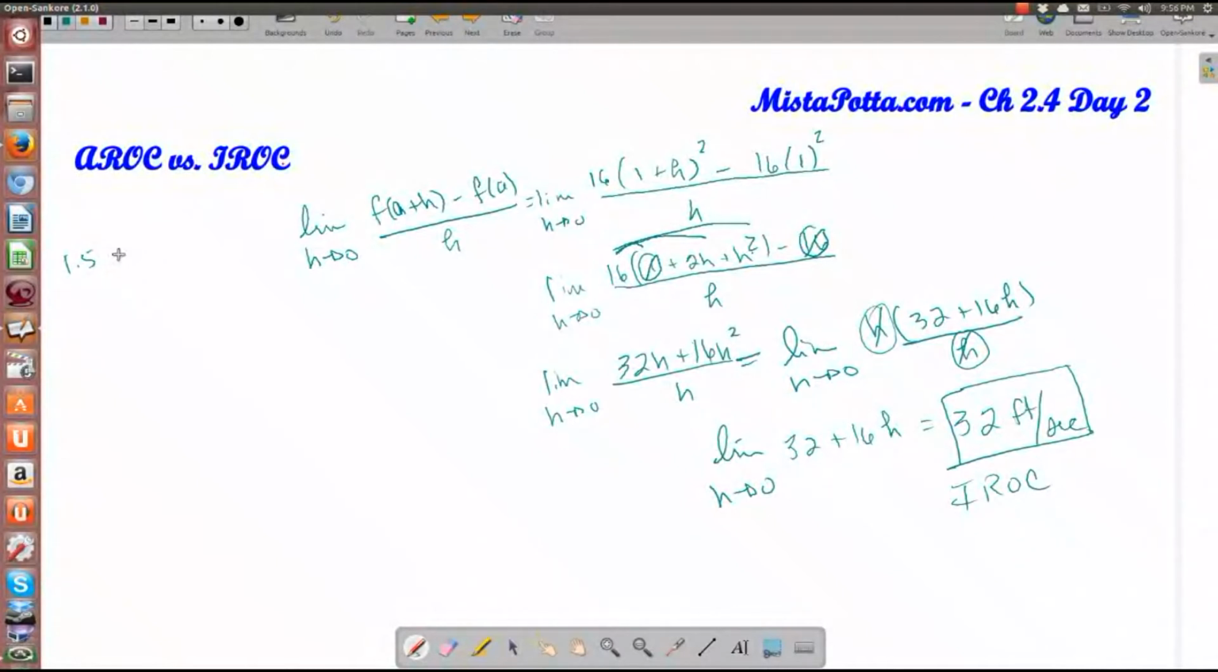Remember that we had AROC when we talked about from 1.5 being our time, we ended up with 40 feet per second. If I dealt with 1.1 second, we had 33.6 feet per second. And when I finally did this at 1 second, which I can't substitute, but I can determine through the limit process, I ended up with 32 feet per second. And I do have this sequence which was decreasing, coming down, almost converging to this 32 feet per second amount.